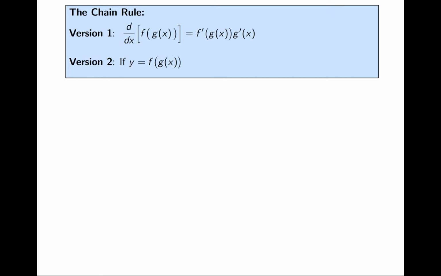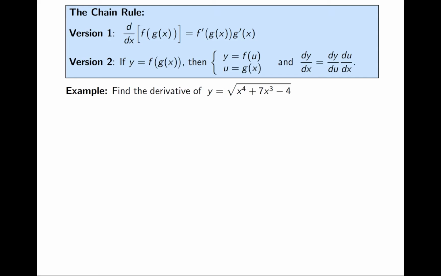Version 2 says exactly the same thing in a different way. If y is equal to f of g of x, you can break that up as y equals f of u, where u equals g of x. And given that setup, the derivative dy/dx is the product of the derivative dy/du with the derivative du/dx.